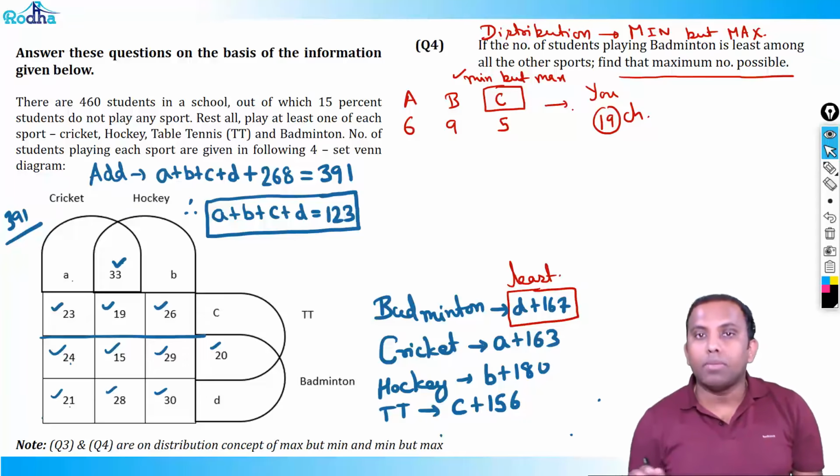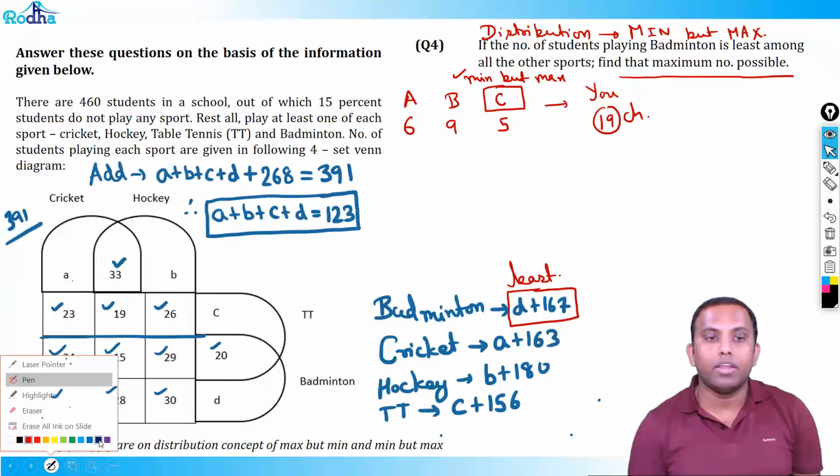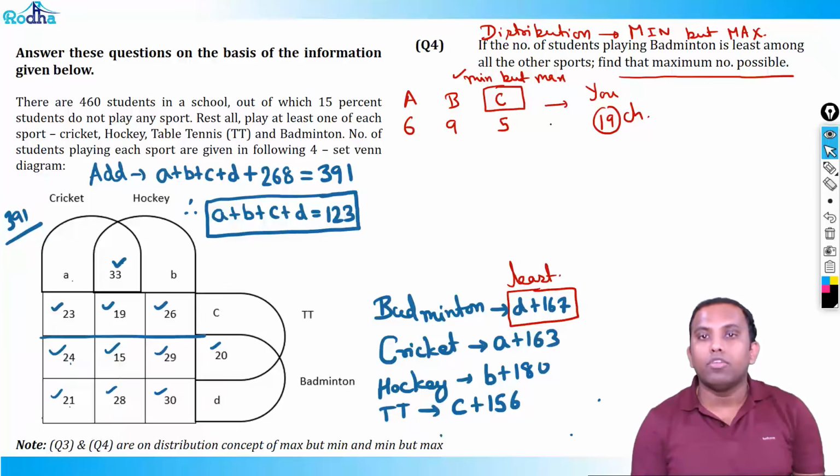So again, the funda will be same, right? We'll make it equal till the last moment and we'll see in the last. So let's make it equal now. If I have 19 chocolates here, 9 is the maximum number here. I can make it all equal to 9. That means I can give 3 to A and I can give 4 to C.